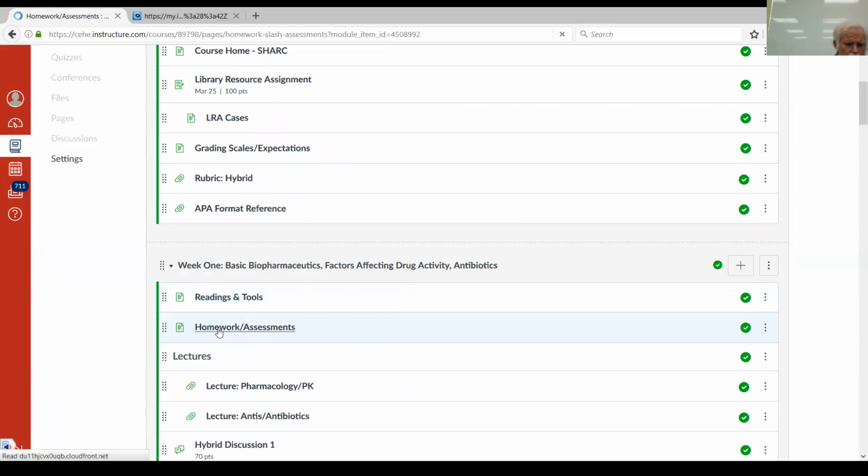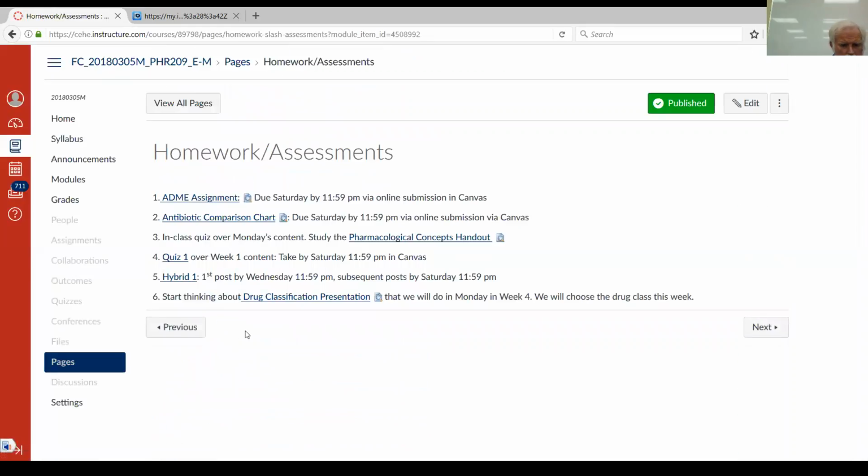This week's work includes something that is not actually in the grade book yet. It's called a drug classification presentation. And we'll talk about that. We're going to pick a drug for that this evening. If you look at the dates, as usual, what they're reading is that they're due on Saturday. As you know, my policy is Sunday. So if you turn it in on Sunday, it will not be late.